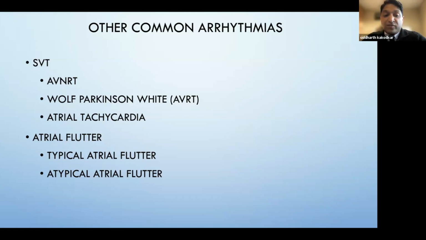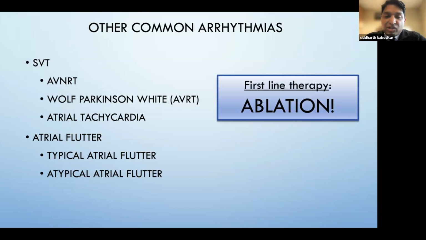And there's also atrial flutter, which could be typical atrial flutter or atypical flutter. And the common thing with all of these arrhythmias is that ablation is how you fix it. Ablation is first-line therapy. Medications rarely work well to control any of these. So if any of these arrhythmias are diagnosed, they're supposed to be referred for ablation per the current guidelines.